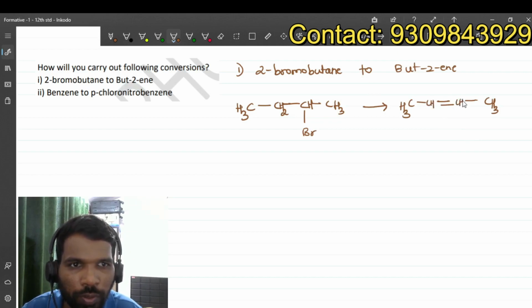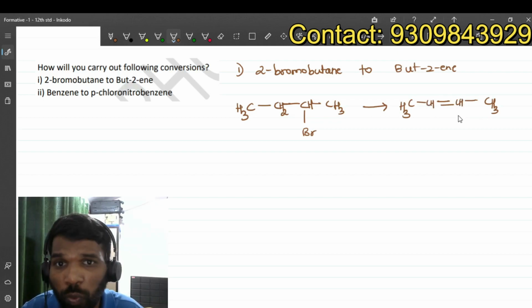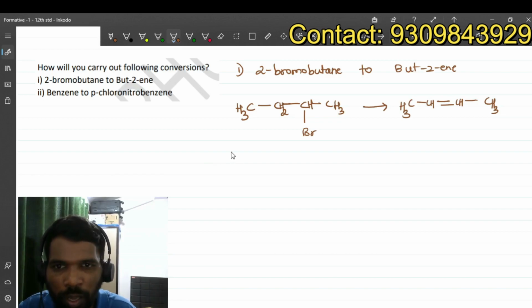You can show it this way. This is butene. This is what we want, right? So this reaction over here, 2-bromobutane, can be done. This reaction could be done by a beta elimination, also known as dehydrohalogenation.